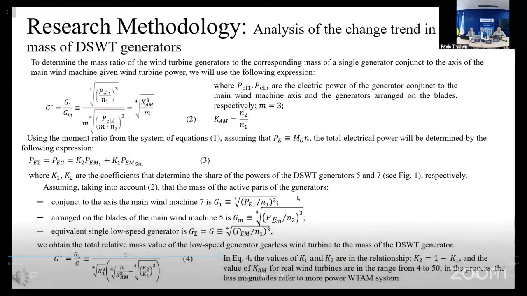On the sixth slide, you can see the analysis of the change trend in the mass of dual system wind turbine generators. To determine the mass ratio of wind turbine generators to the corresponding mass of a single generator conjunct to the axis of the main wind machine, given wind turbine power, we will use the following expression. It is expression 2. Using the moment ratio from the system of equations 1, the total electric power will be determined by the following expression. It is expression 3. We obtain the total relative mass value of the lower speed generator of the gearless wind turbine to the mass of the dual system wind turbine generators. It is expression 4.